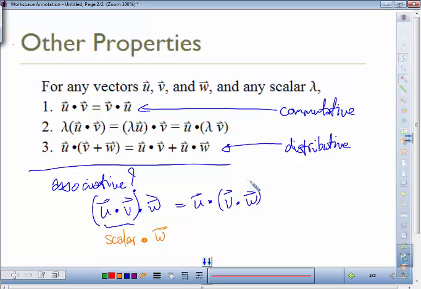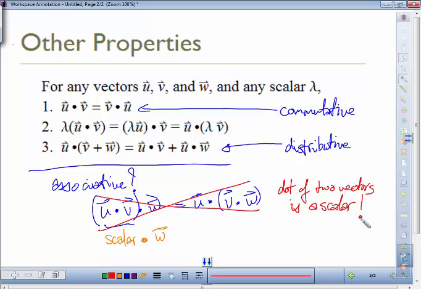So, no, this can't work because a dot product gives you a scalar. So the original associative property as we know it wouldn't work for this case. Okay? But it's still commutative, still distributive, so we're still okay with those properties. Any questions? All right, let's move on.